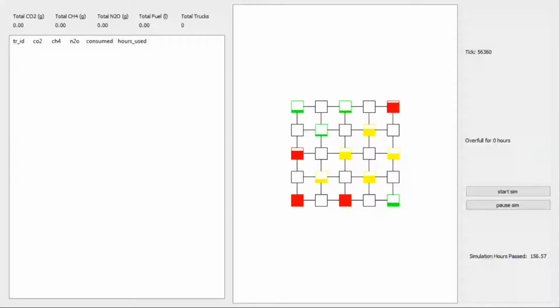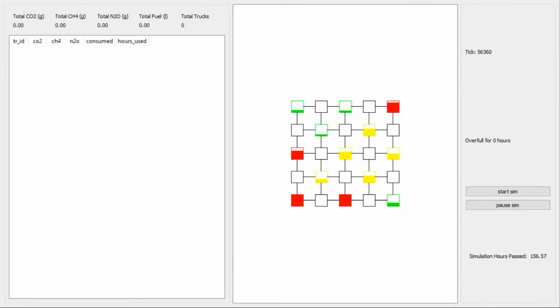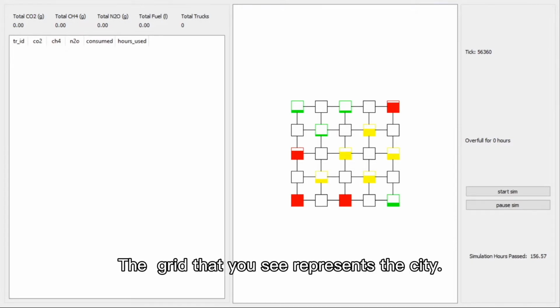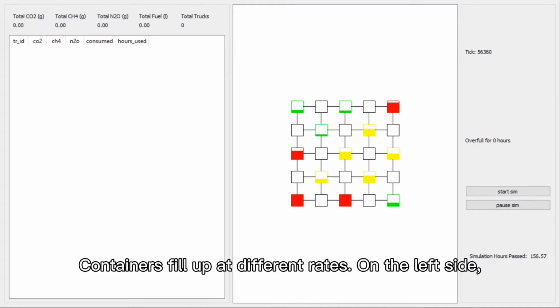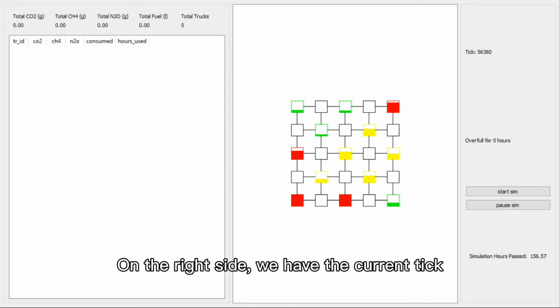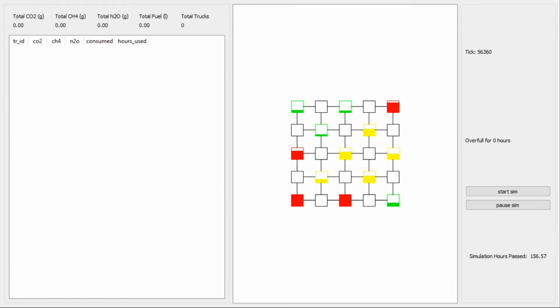Here is our simulation. We are running the base scenario, which means that once per week, a garbage truck will spawn and empty all containers. The grid that you see represents the city. Each colored square is a container. Containers fill up at different rates. On the left side, we have metrics for truck emissions, both total and per truck. On the right side, we have the current tick, how many hours have passed in the simulation, and overflow hours.